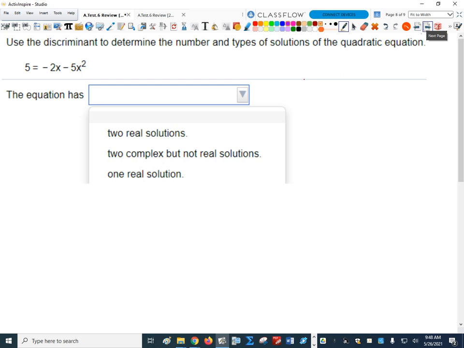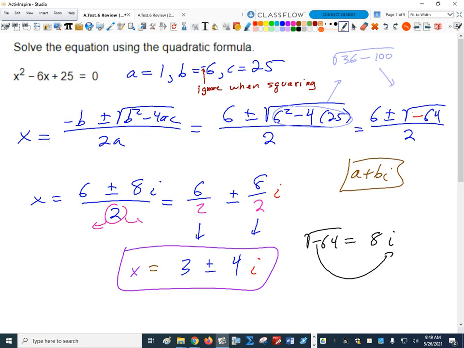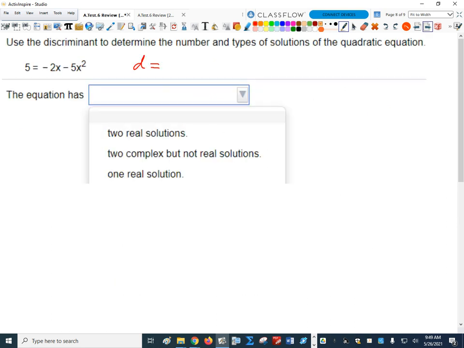Okay, now the last couple things are just using the discriminant, right? Easy stuff. So using the discriminant, that's just the part under the square root. The discriminant is the part under the square root in the quadratic formula. So that's just the part right there, the b squared minus 4ac part.